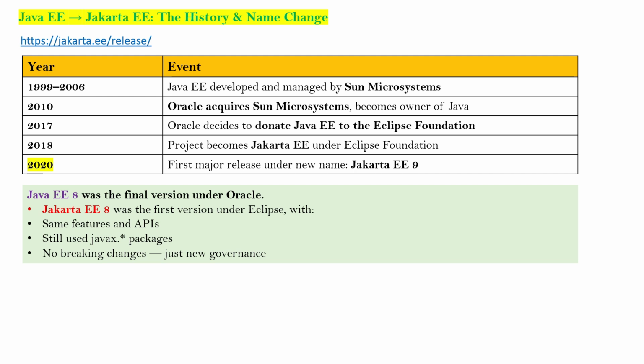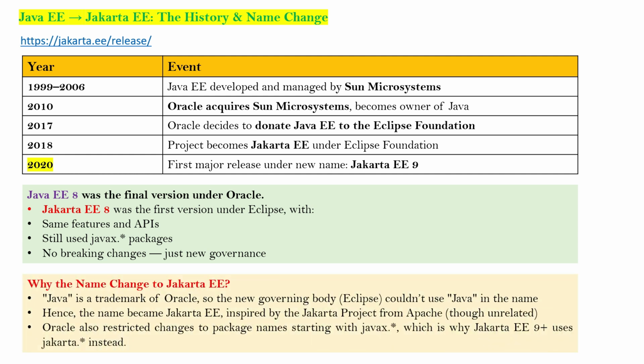And when we talk about the features, the features in Java Enterprise Edition 8 and Jakarta Enterprise Edition 8 were almost the same. It was only a change in name due to the change in the governance, right, from Oracle to the Eclipse Foundation.